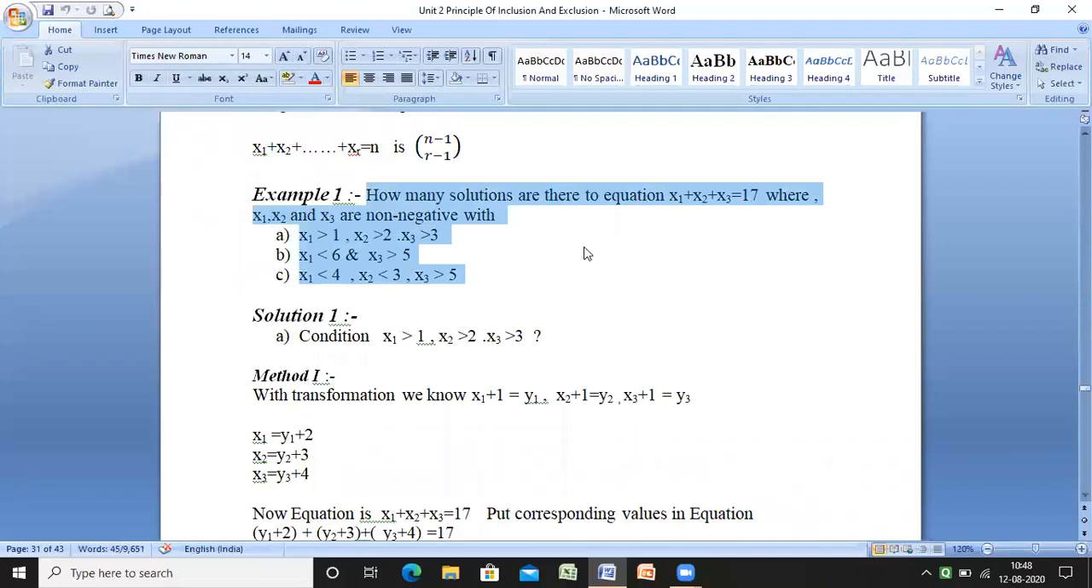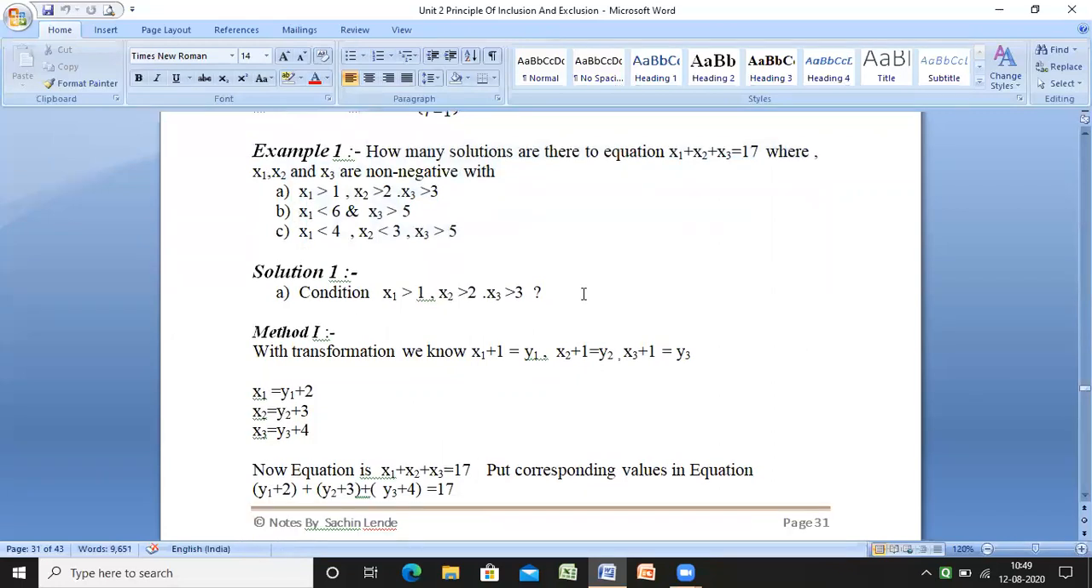The second condition they put up: x1 is less than 6. That means x1 is going to lie between 0 to 5. It's less than 6, and x3 is greater than 5. Then the third condition they mention: x1 is less than 4, x2 is less than 3, and x3 is greater than 5. So we have to satisfy these conditions. We have to solve this problem of non-negative integer solutions. We have to find it out.